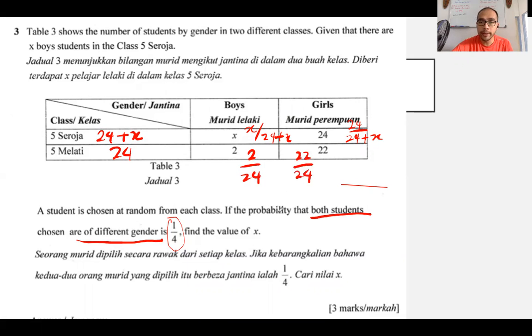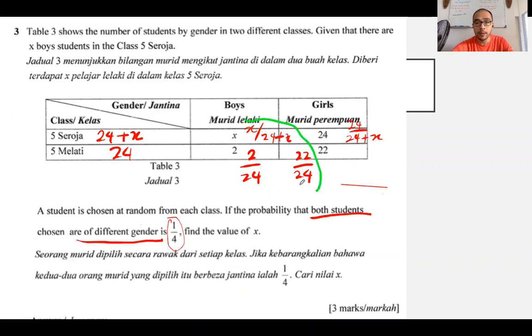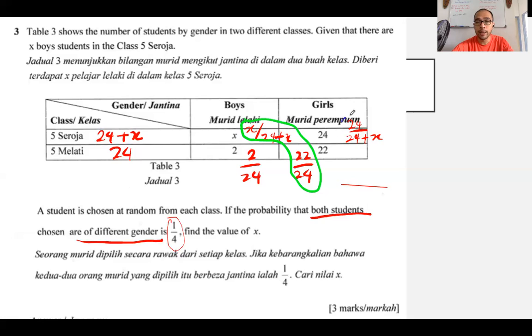Now, if the probability that both students are of a different gender, kamu pilih salah satu daripada setiap kelas tapi dia mesti jantina berlainan, which means that we are talking about 2 groups. This is group 1. Kamu pilih seorang lelaki daripada Seroja dan seorang perempuan daripada Melati. The second group will be the other one. Kamu pilih perempuan daripada Seroja dan lelaki daripada Melati. So this probability plus this probability equals 1/4.